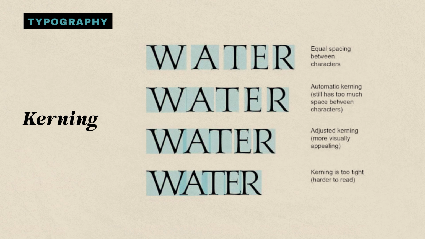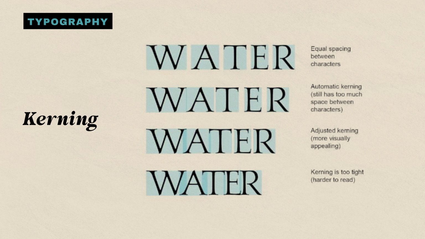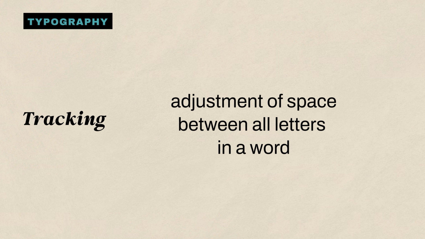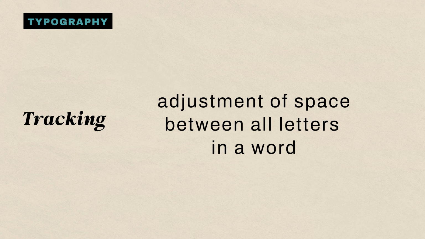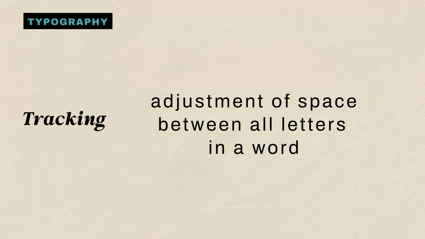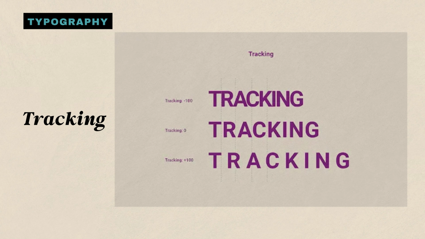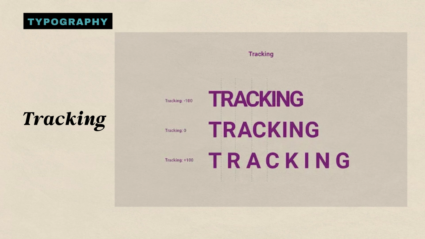Proper kerning ensures harmonious spacing and prevents letters from appearing too close or too far apart. Tracking, on the other hand, refers to the adjustment of space between all letters in a word, where adjusting the tracking places the same amount of space between each letter. This is also known as uniform letter spacing.